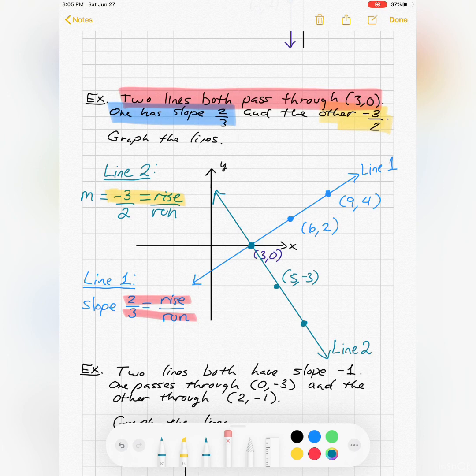So these lines are kind of special. If you look at the slopes here, this is something that we'll get to later, maybe in the next algebra class, but you'll see this again if you take more math. See how this slope 2/3 is the negative reciprocal of the other slope. So the fractions are the same except flipped, and one is the negative of the other.